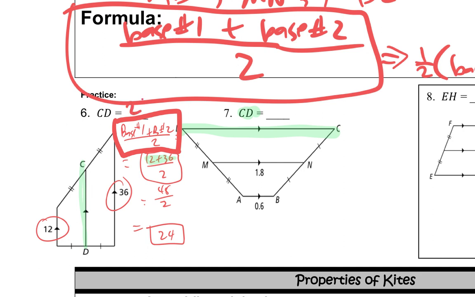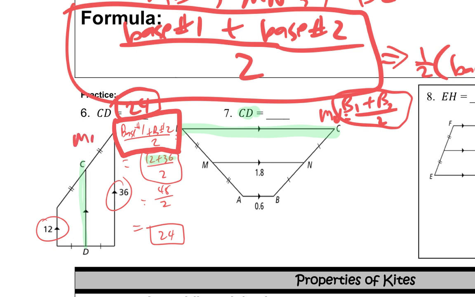Ooh, so CD was 24. Okay, so if we think base 1 plus base 2 divided by 2, right? That's another way we can look at it. Let's think about that. That's equal to the mid-segment. If the mid-segment's equal to that, let's talk about that. That's the mid-segment, right? Mid-segment's equal to that. Let's fill in the gaps. All right, so let's start with our equal sign.